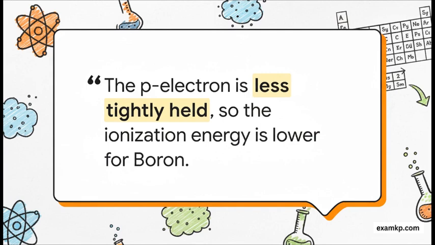Boron's outermost electron is in a higher energy, shielded p orbital, making it less tightly held and easier to remove than an electron from beryllium's stable, full s orbital. That's simple, it's precise, and it's a guaranteed mark.